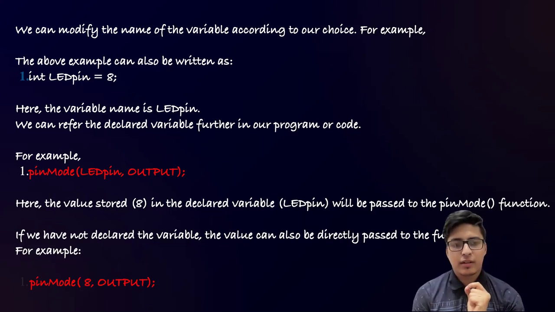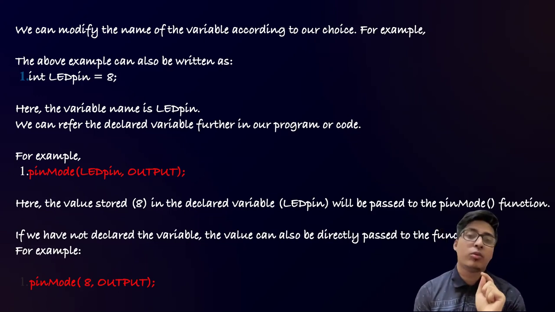After that, what have we done? In pin mode, remember we used to declare pin mode in the void setup. So in pin mode, we have declared this LED pin, the variable name we gave, as the output pin. So this value 8 is basically stored in LED pin, and that is passed on to the pin mode function. Clear?